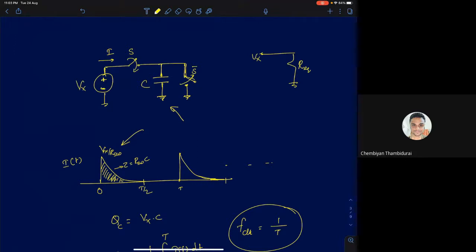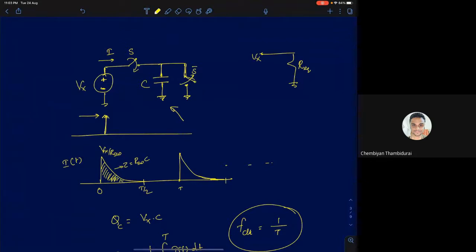What do you think will be the current waveform if the switch resistance was 0? If the switch resistance was 0, how will the current waveform look? The capacitor is charged instantaneously. It will look like an impulse, right? And what will be the weight of the impulse?